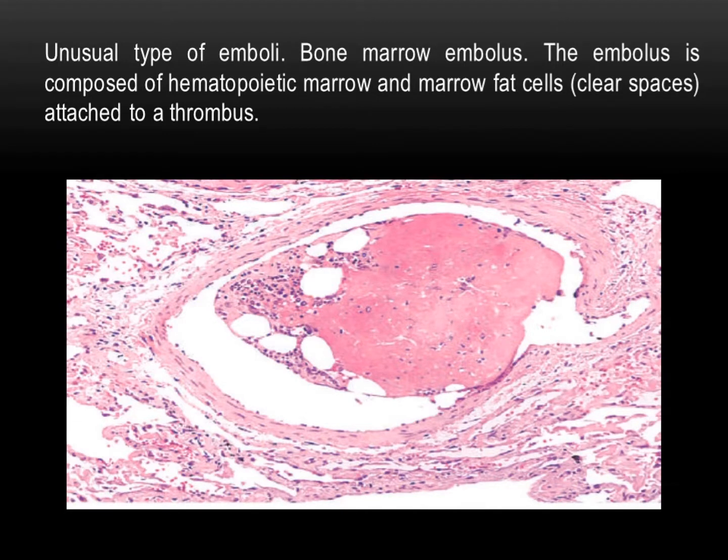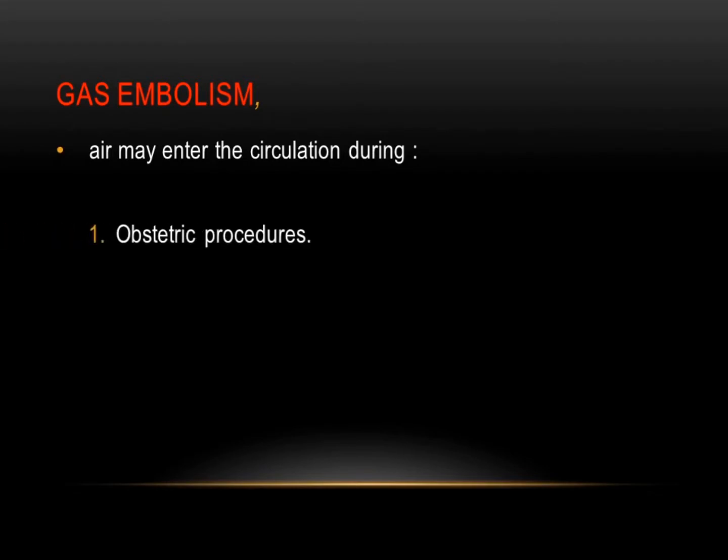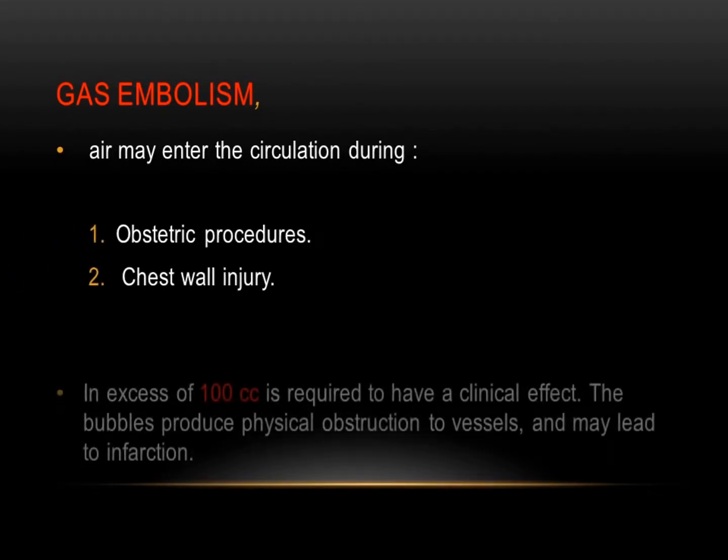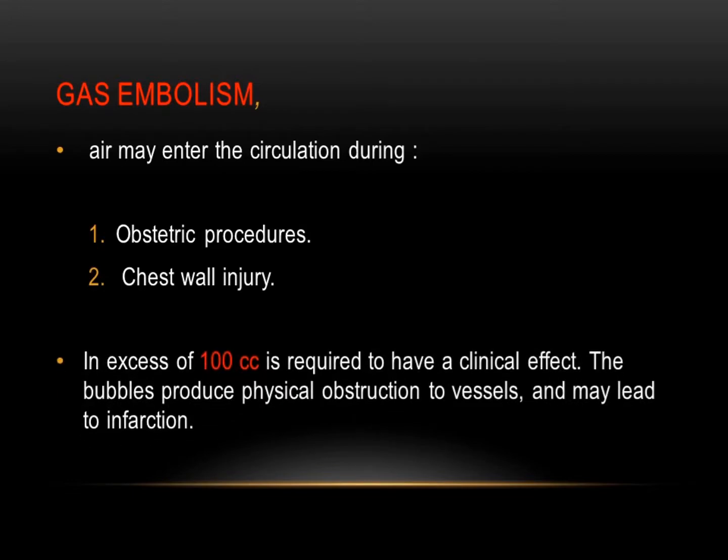An unusual type of emboli: bone marrow embolus. The embolus is composed of hematopoietic marrow and marrow fat cells, with a clear space attached to the thrombus. Gas embolism. Air may enter the circulation during, first, obstetric procedures and, second, chest wall injury. In excess of 100 cc is required to have a clinical effect. The bubble produces physical obstruction to the vessels and may lead to infarction.